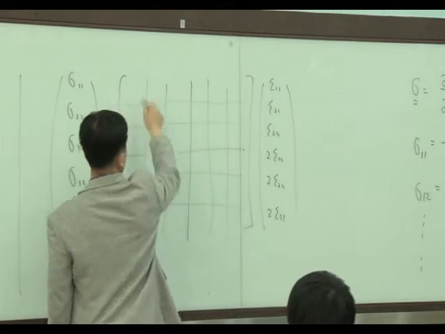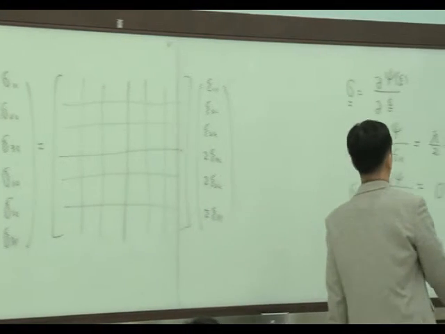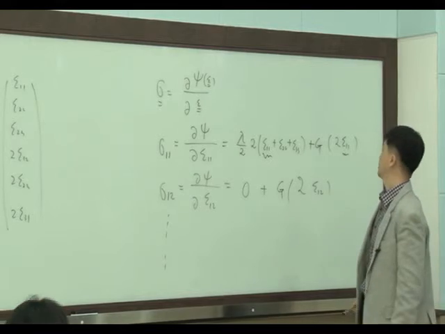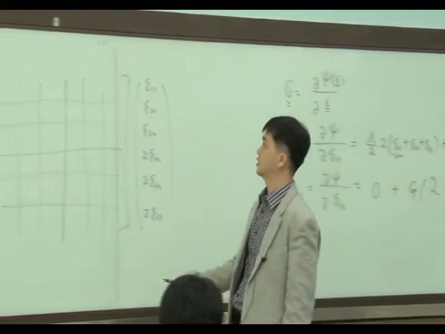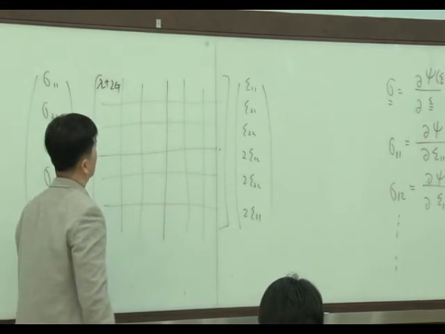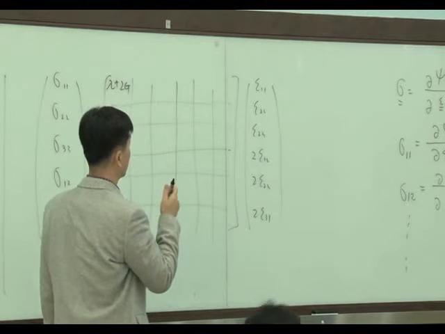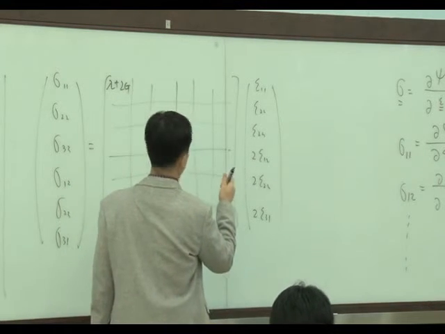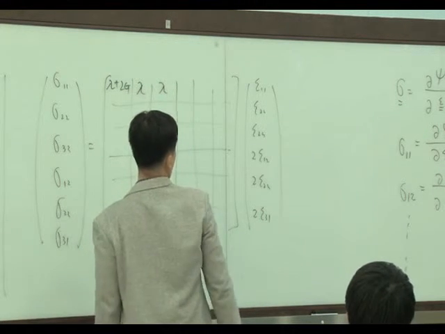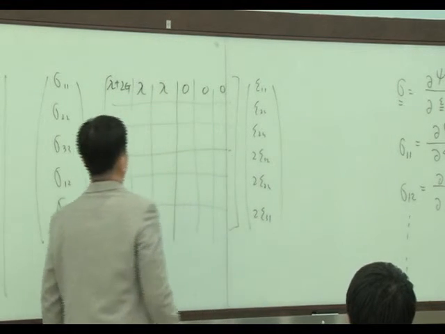How about the first term here? We need to look at E11. Lambda plus 2G. How about the second term? E22, then lambda. E33, lambda. And about the strain, this is 0, 0, 0. Something like that.